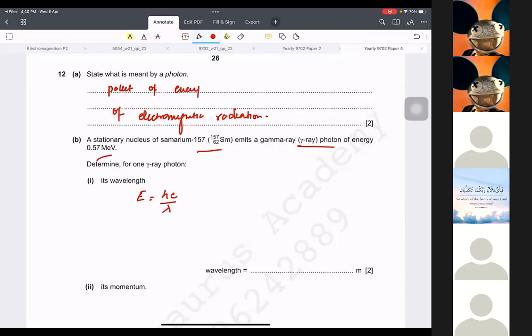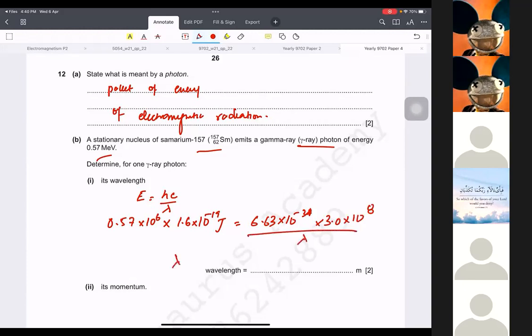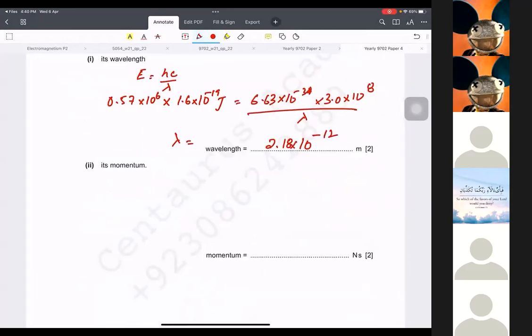Energy you will have to change: 0.57 times 10 power 6 times eV, where eV is 1.6 times 10 raised to minus 19 joules. Change. 6.63 times 10 raised to minus 34 multiplied by 3.0 times 10 raised to 8, divided by lambda. So the lambda is 2.18 times 10 to the power minus 12. Okay, Lisa.